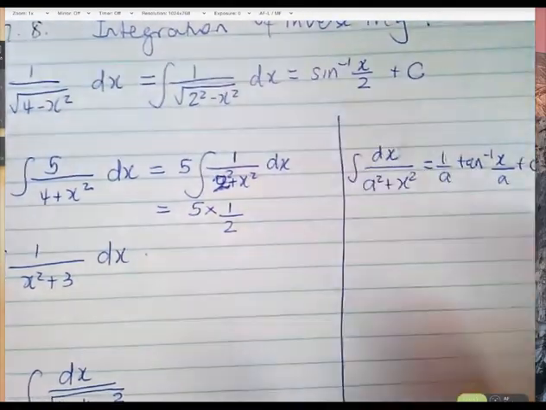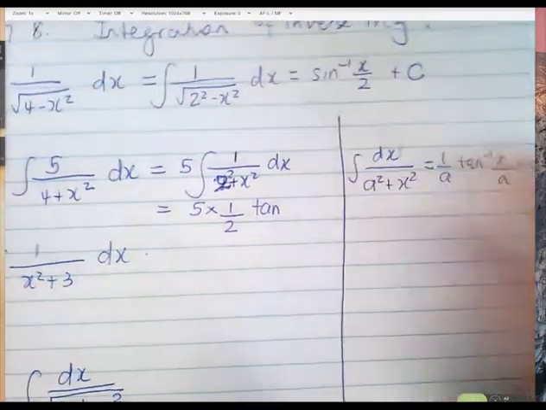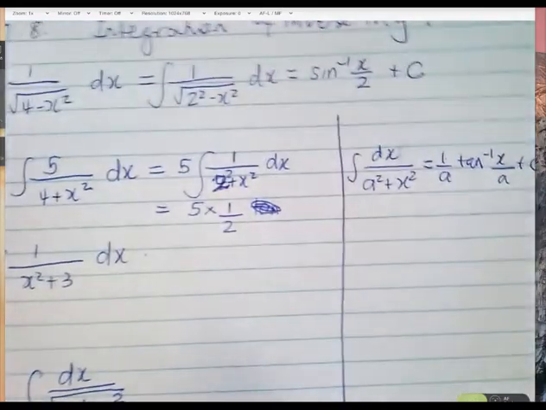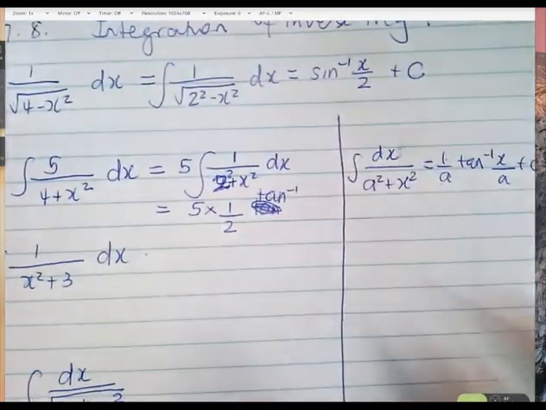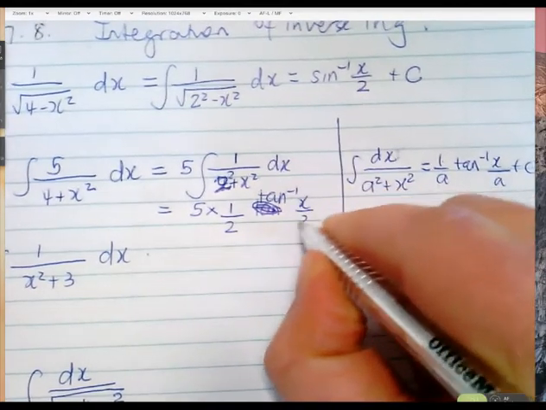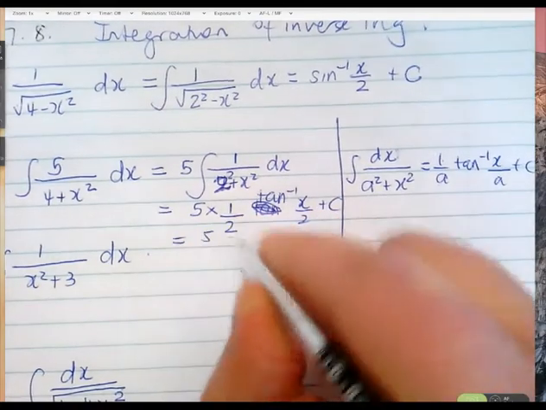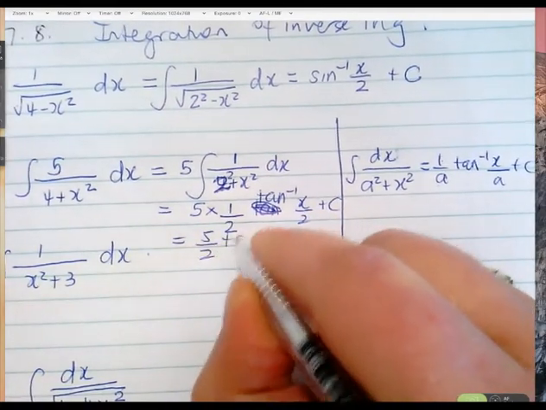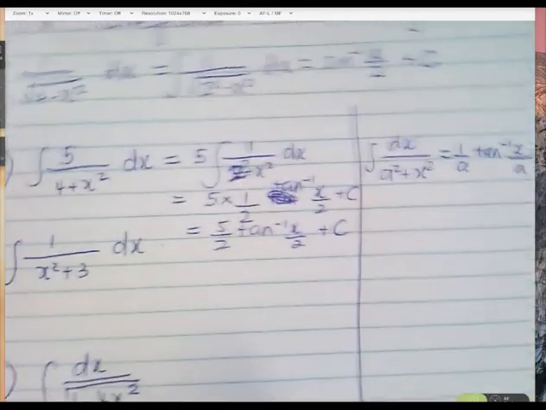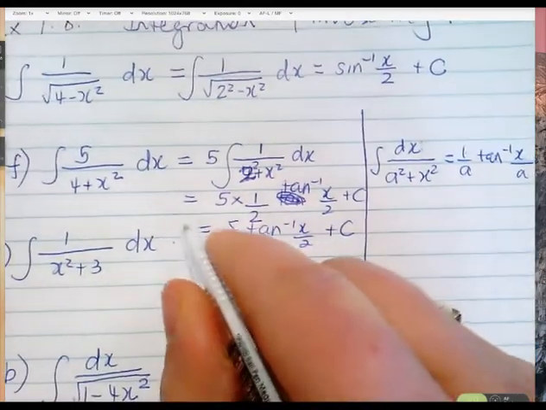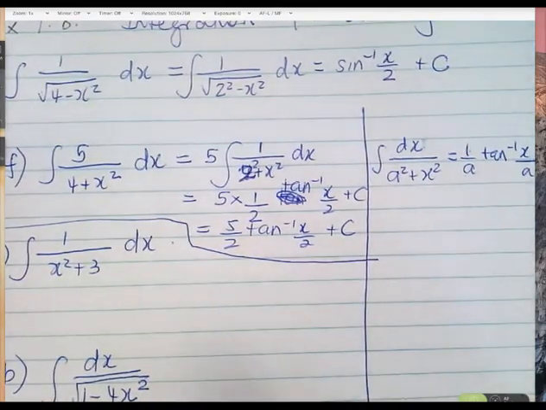So it's going to be 5 times what? 1 over 2, yeah. Inverse tan, sorry, 5 times inverse tan of x on 2 plus c, which becomes just 5 on 2. 5 on 2 inverse tan of x on 2 plus c. Can you read that properly or not really? That's there. What about the next one?